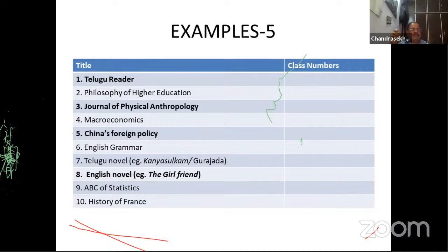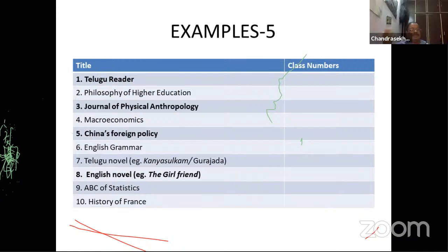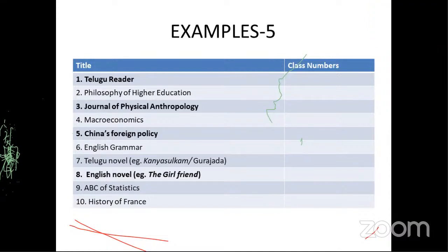North America, sir. 7 is North America, 8 is South America, 73 is USA. So 71 is Canada.